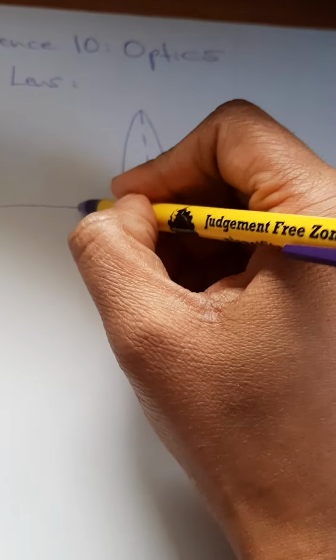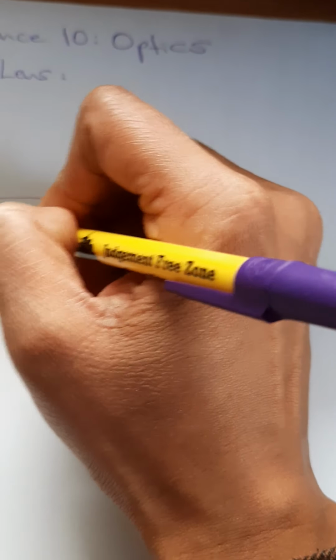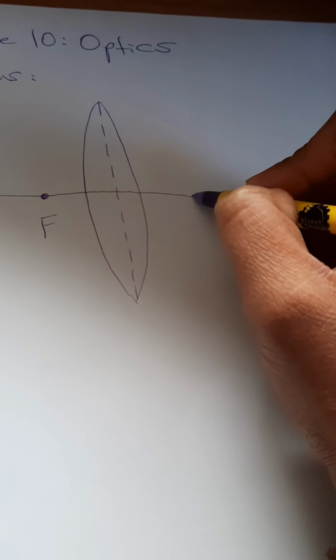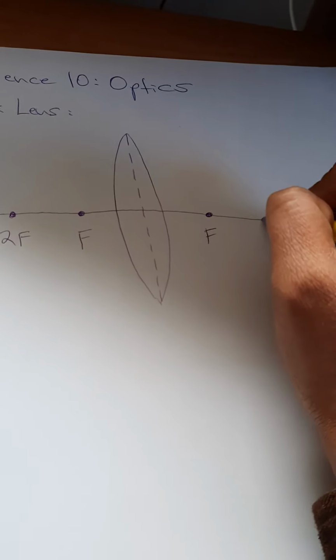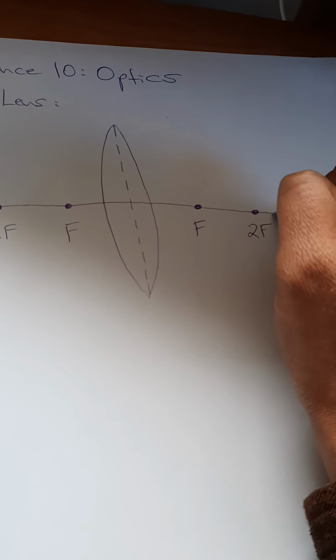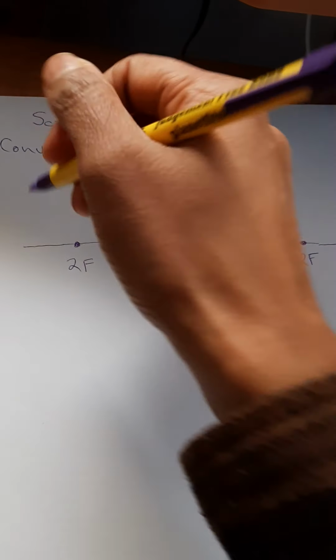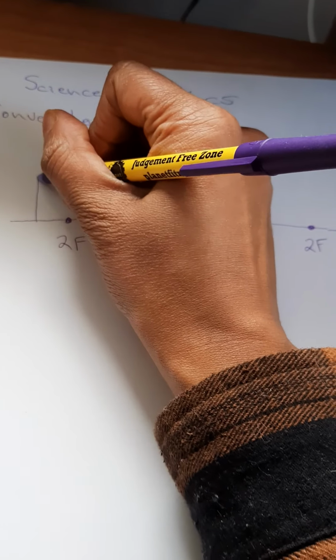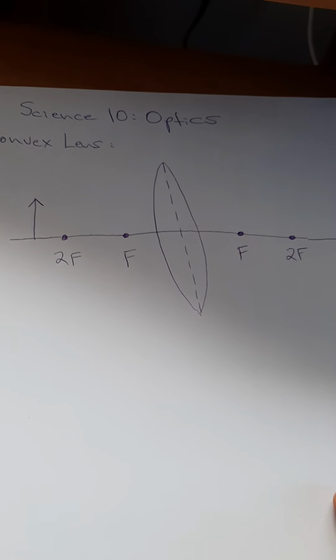So I'm going to draw the F, which is the focal point here, and this is 2F. On the opposite side as well, we're going to draw the F point as well as the 2F point. So it looks like this. First I'm going to place an object. Let's just draw an arrow so everyone can see that. So the arrow is placed here beyond F.